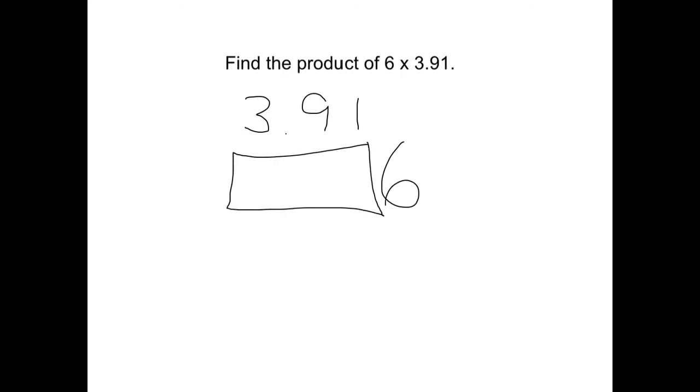So I've got to find the product of 6 times 3 and 91 hundredths. So I write 3.91, 3 and 91 hundredths, and then a 6. Draw my rectangle for the lattice. I've got 3 numbers up above it, so I need to have 3 columns, and I have 1 6 on the right, so I need to have 1 row. Draw my diagonals.